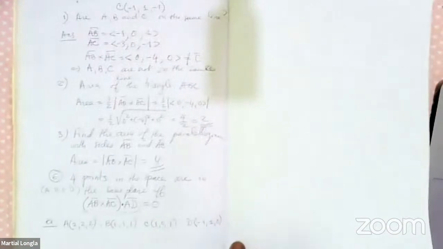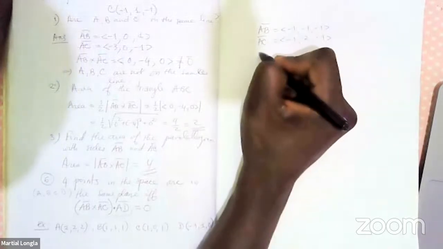So the first thing I did was find the vectors for AB and AC. For the vector AB, I got the coordinates -1, -1, -1. And for AC, I got the coordinates -1, -2, -1. And then I set up the cross product of AB and AC. And for AD, I had -3, -1, -2.